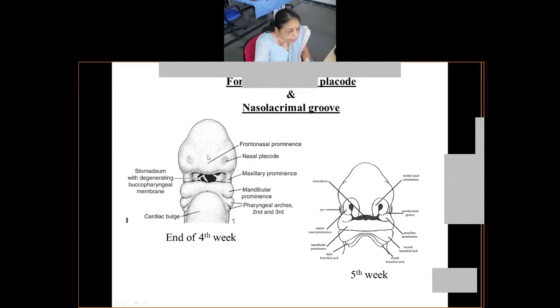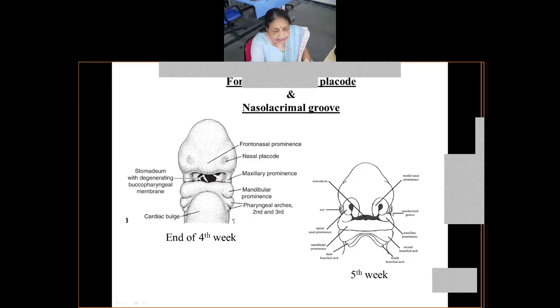Now you can see, by the side of the frontonasal prominence, there are two thickenings. These are known as the olfactory placode or the nasal placode. And a pit will appear in the center, which is known as the nasal pit. Later on, by the 5th week, when the buccopharyngeal membrane ruptures completely, the mesoderm surrounding the nasal pit will form two processes: the medial nasal process and the lateral nasal process. Similarly, on the other side, the medial nasal process and the lateral nasal process.